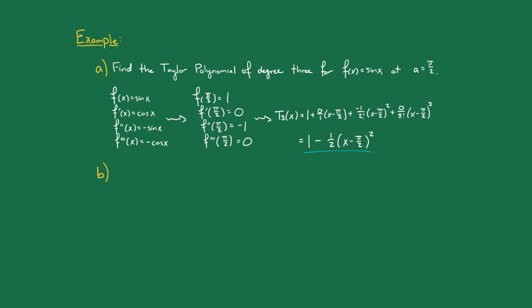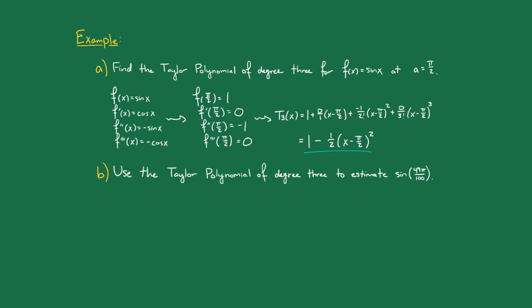Now, for the next example, let's use this Taylor polynomial of degree 3 to estimate sine of 49 pi over 100. Notice that 49 pi over 100 is very close to pi over 2. So, since the Taylor polynomial we just computed is centered at pi over 2, it should give a pretty good estimation for sine of 49 pi over 100. Better than, say, the estimation we will get using the third degree Taylor polynomial centered at 0.